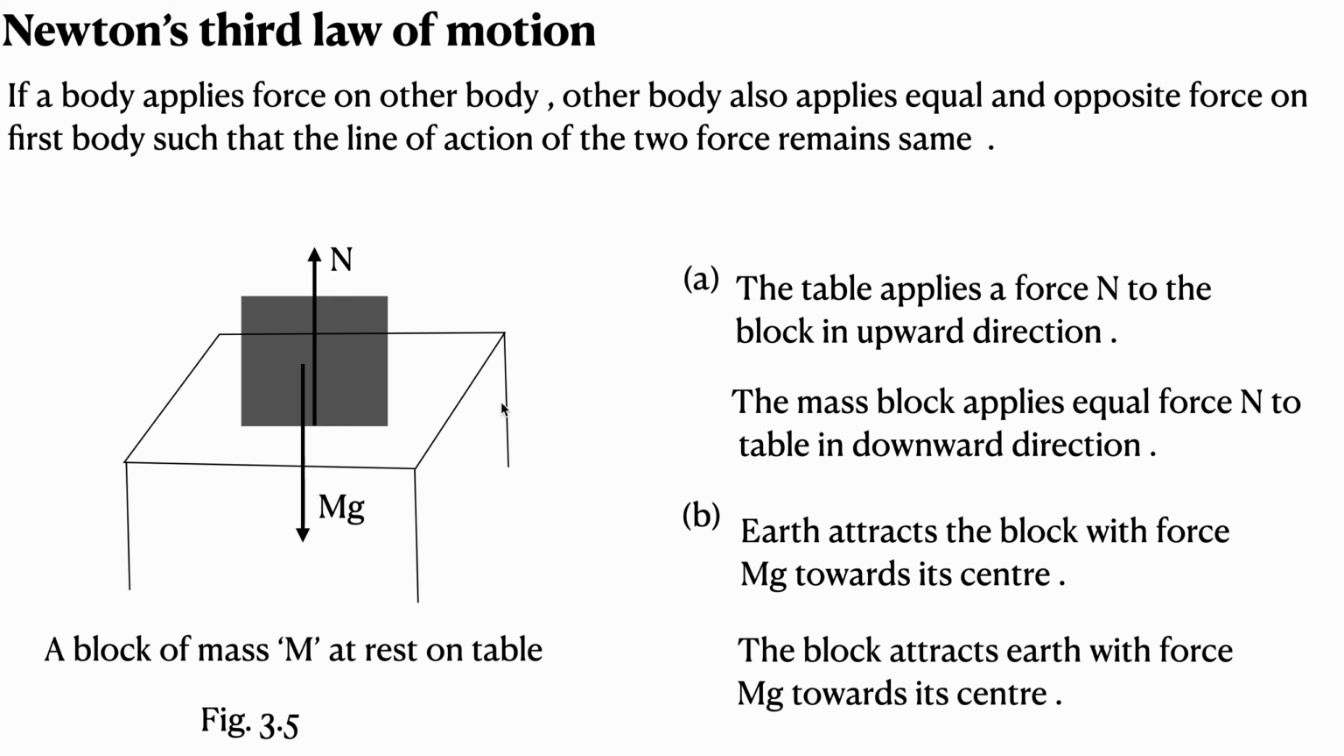So according to Newton's third law of motion, the mass block will also exert an equal amount of force on the table in the vertically downward direction. And since Earth is attracting the mass block with the gravitational force mg, the mass block will also attract the Earth with the same force towards itself.